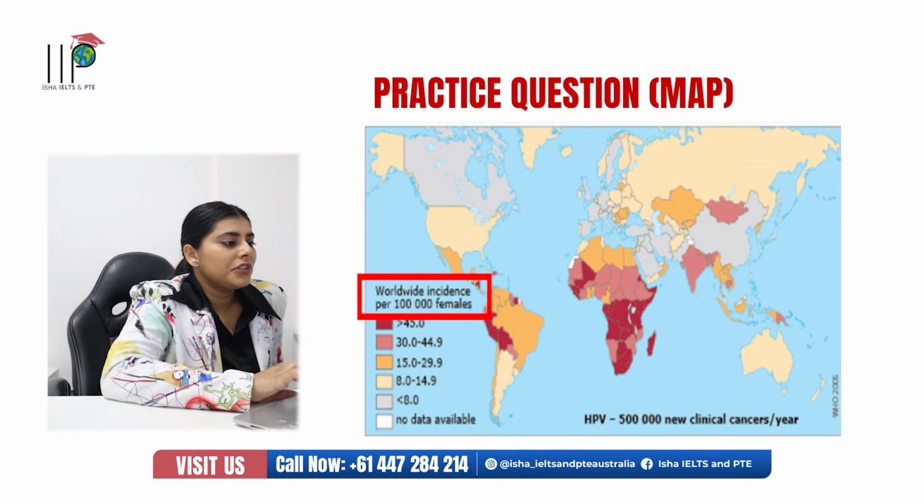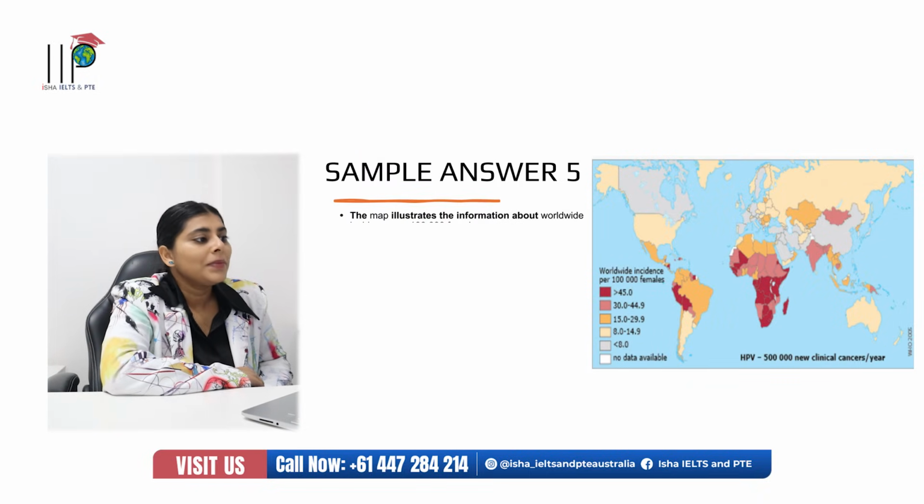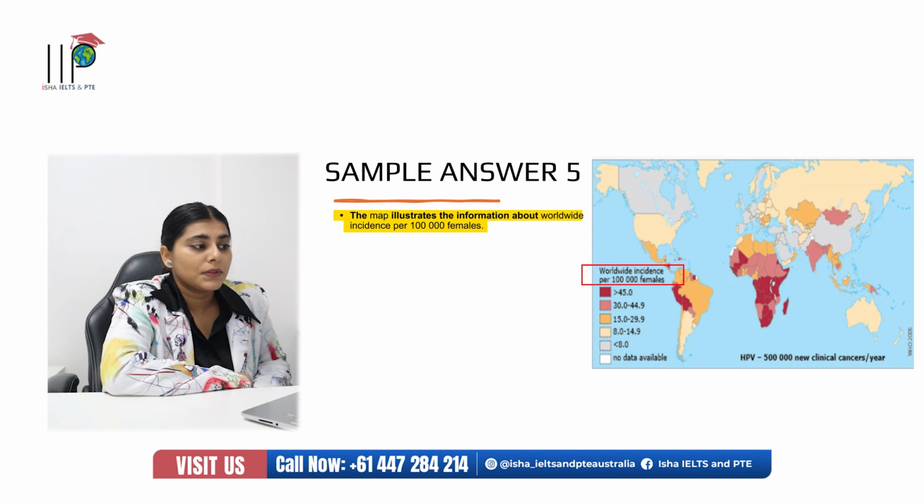And then the topic over here is worldwide incident rates per 100,000 females. Let's have a look at the sample answer. The map illustrates information about worldwide incidents per 100,000 females.